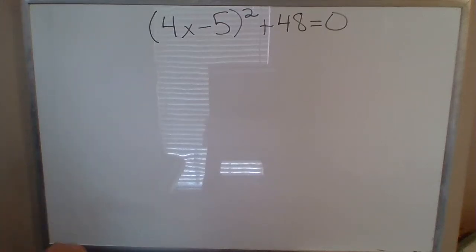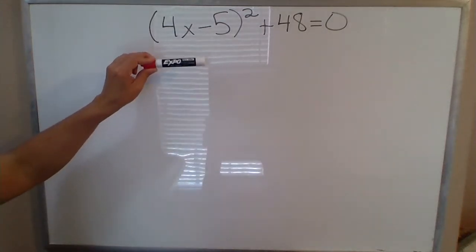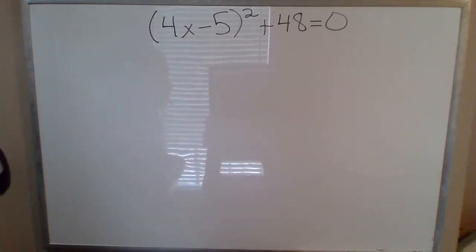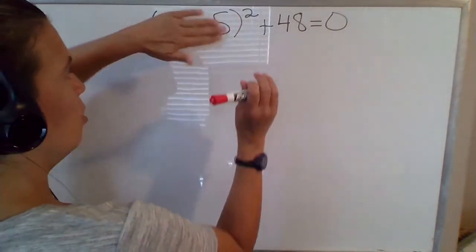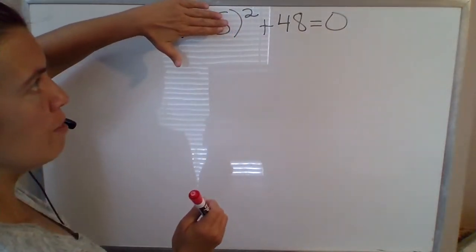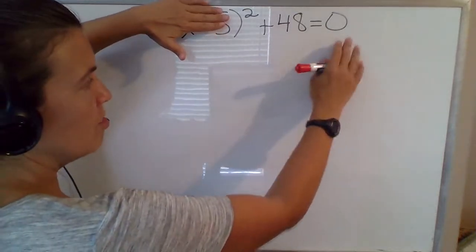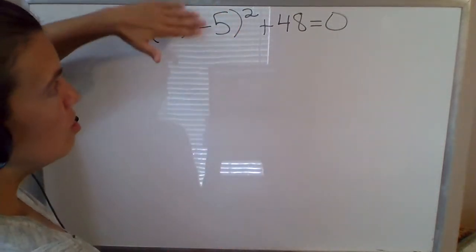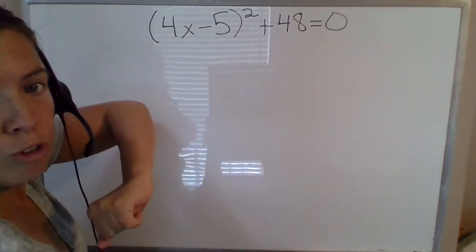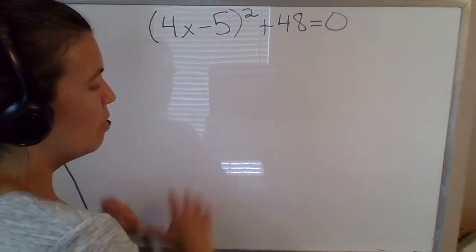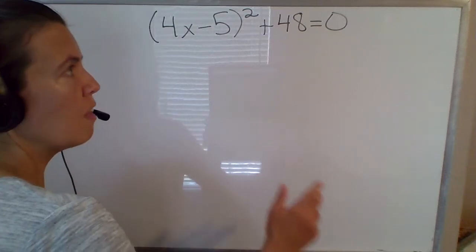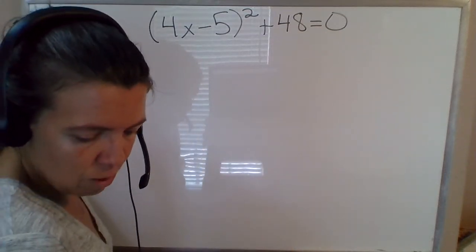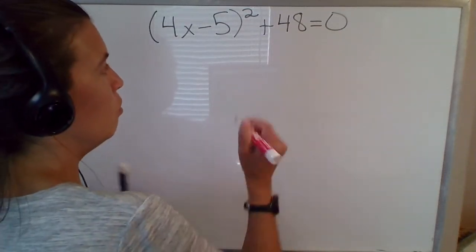Now I'd like to solve the equation (4x minus 5) all squared plus 48 equals 0. The thing to be on the lookout for here is that we have a squared term. Don't even worry about the 4x minus 5 right now, but we have something squared and we have a constant involved in this equation. So this is an equation that we can solve using the square root property without having to factor or use the quadratic formula, some kind of more time-consuming methods. This one we can solve a little easier.